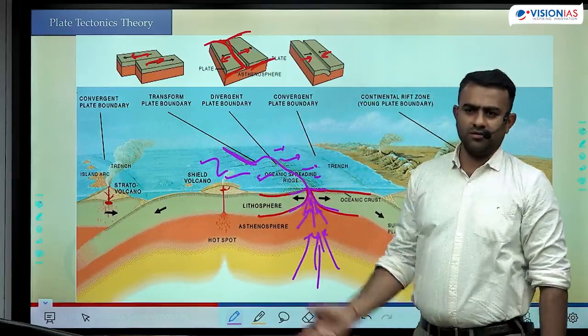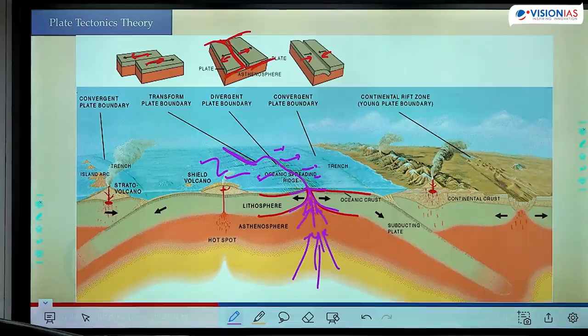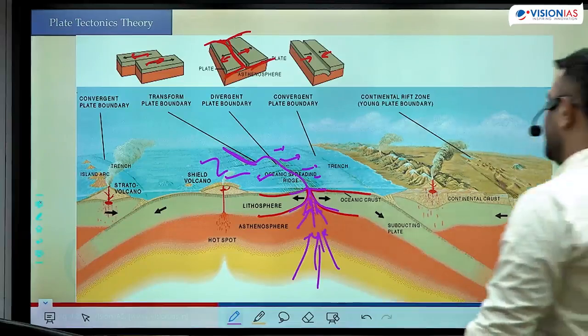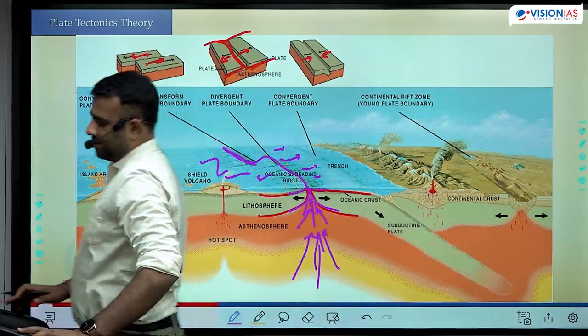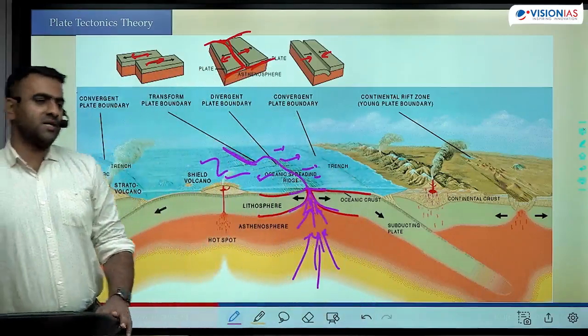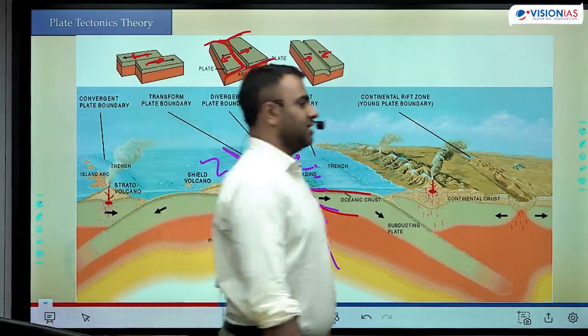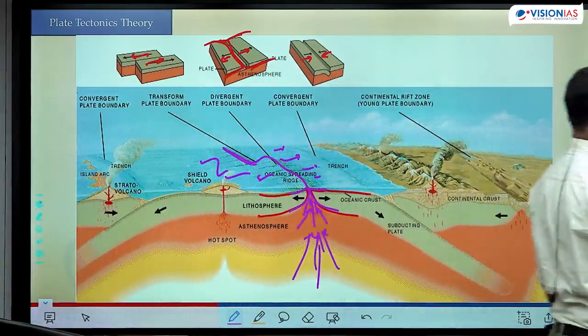ये तो कहीं पे सुना है? Sea floor spreading theory. वहाँ से directly copy कर दिया इन लोगों ने. The difference is there they say sea floor is moving. Okay, so oceanic floor is moving. The magma is trying to come out. Here they say the plate is moving.